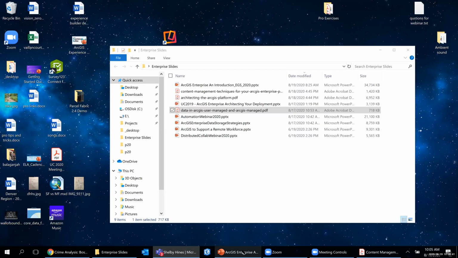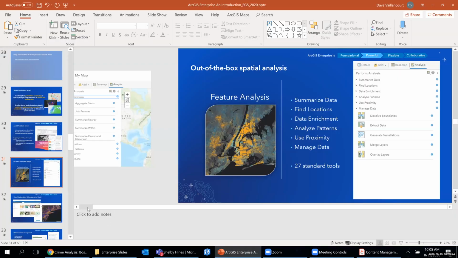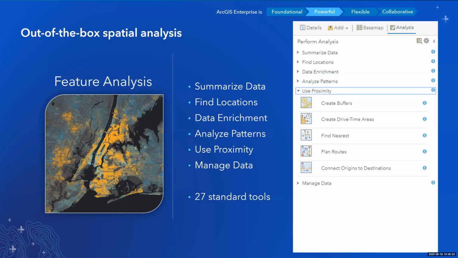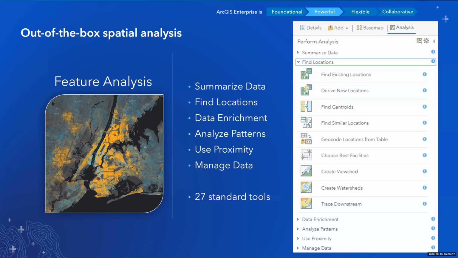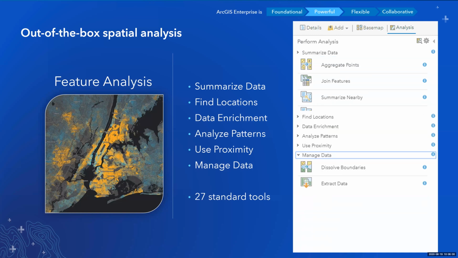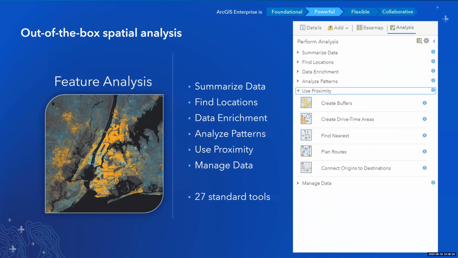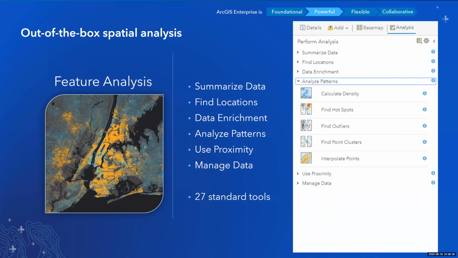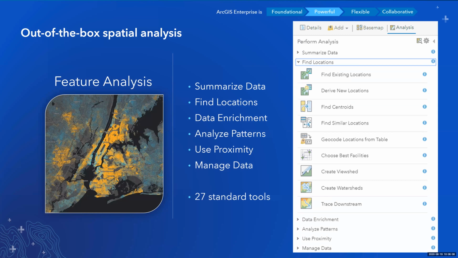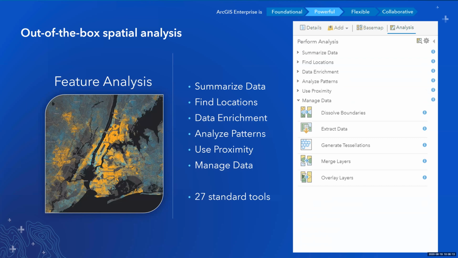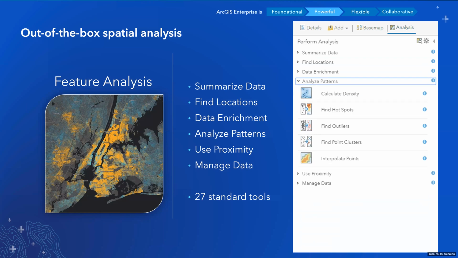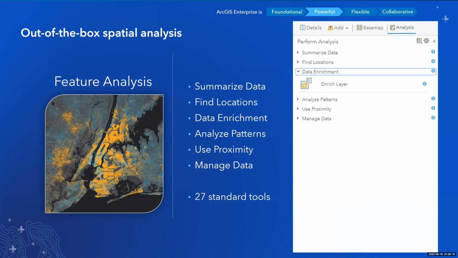All right. So in addition, we just highlighted some of those example extended roles. But in addition to that, you still do get, with ArcGIS Enterprise, just like you do with ArcGIS Online, access to those 27 standard tools. When you're in the web map viewer, like this little animation shows, we have tools for summarizing data, finding locations, enriching, finding patterns and proximity, and all this stuff. If you enable those roles, then you have more tools in this particular setup, but you can do a lot right out of the box.